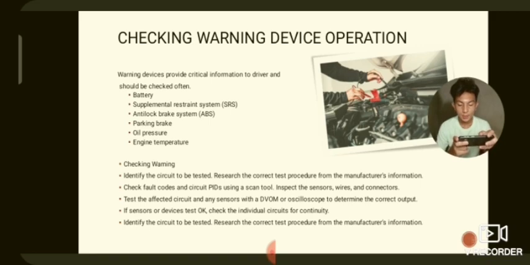Checking warnings. Identify the circuit to be tested. Then check fault codes and circuit PIDs using a scan tool. Test the affected units and sensors with a DVOM. Then, if the sensor or device test is okay, then identify the circuits to be tested.